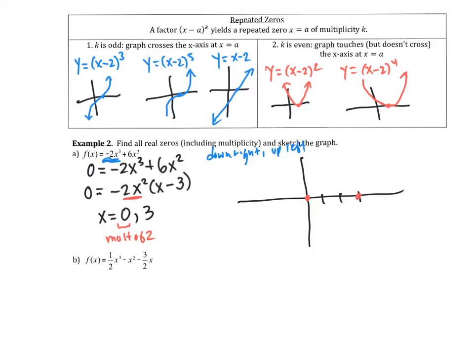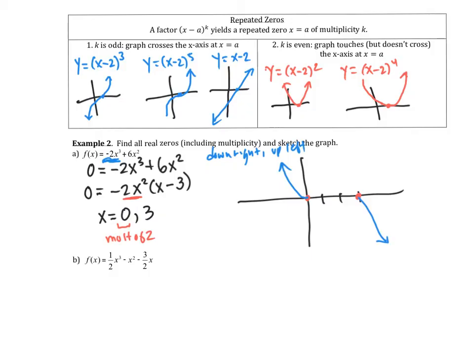Okay, now let me think about this. I know that it's going to go down on the right. So from the 3, I know it's somehow going to go down. I don't know which way it's going to go down, but it's going down. I know it's going to go up on the left. So somewhere from this 0, it needs to go up. Okay, and this is just a sketch.